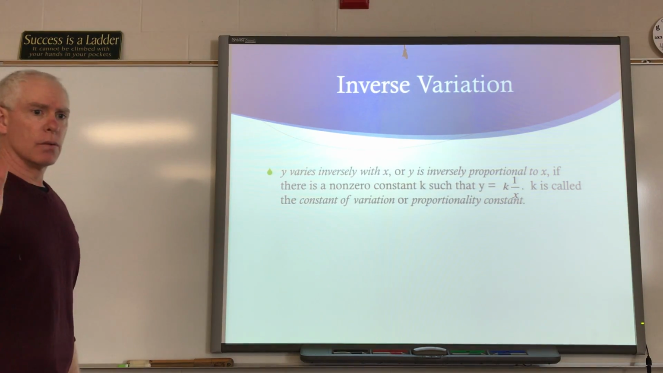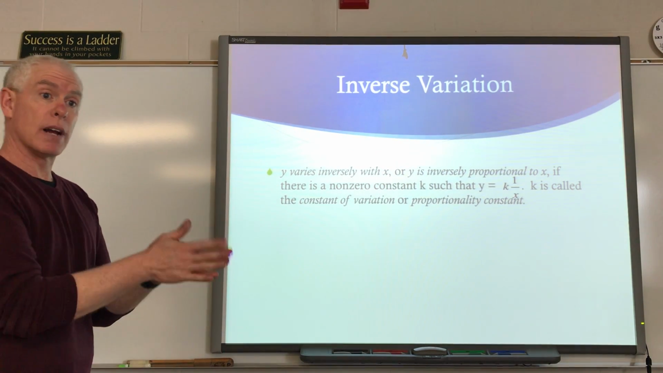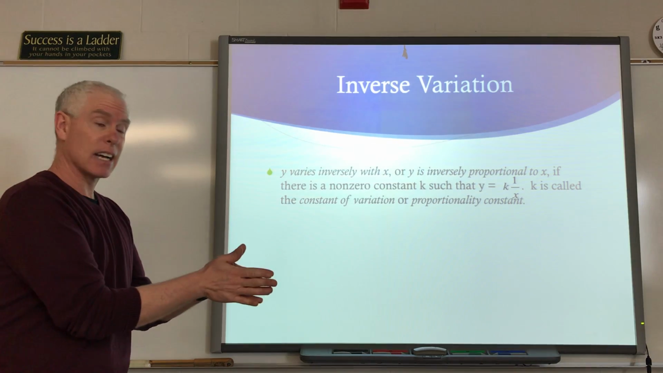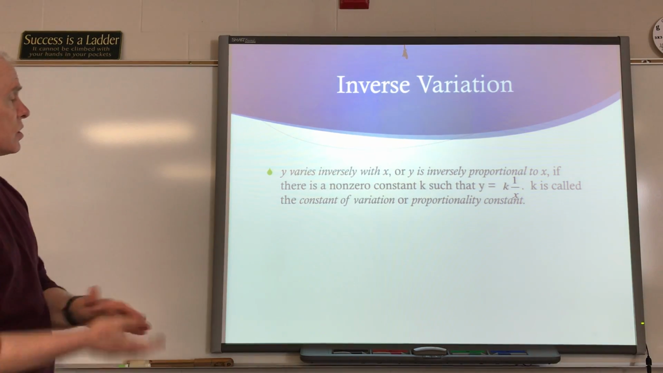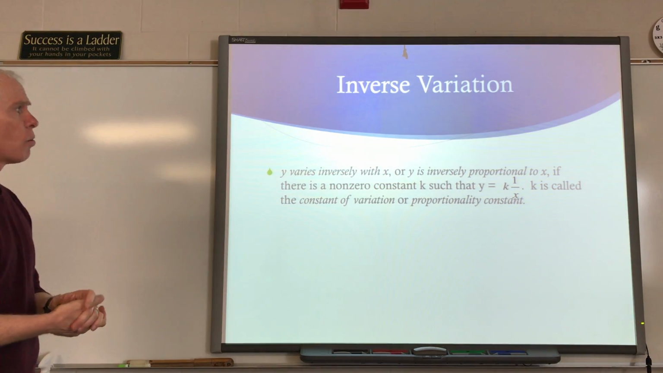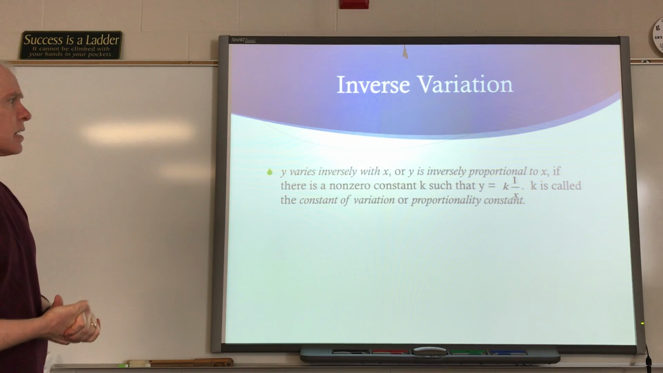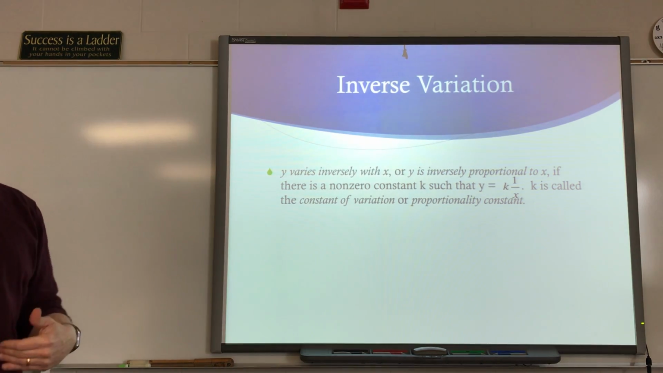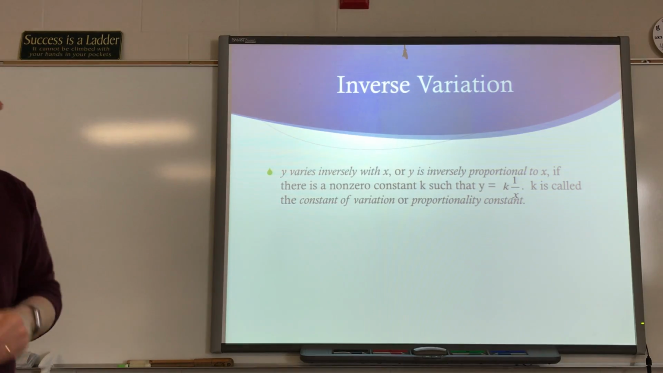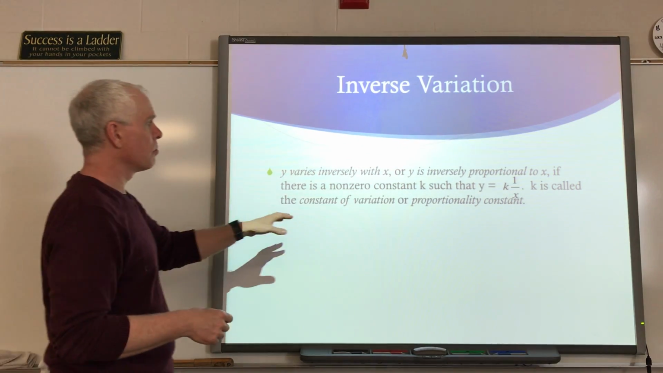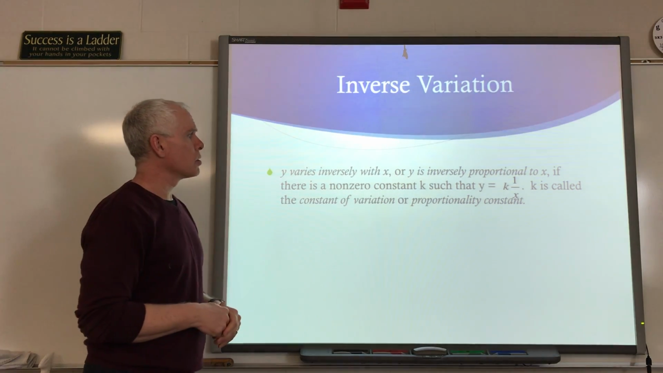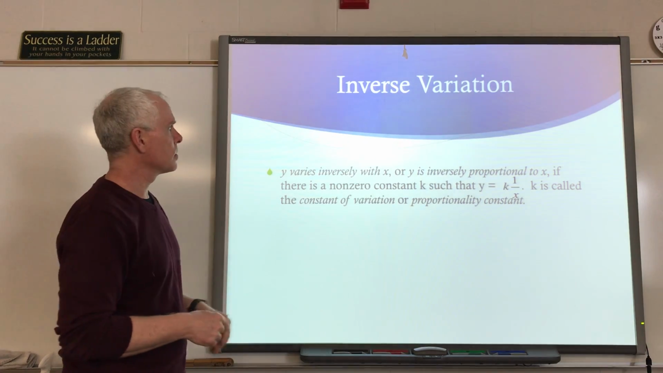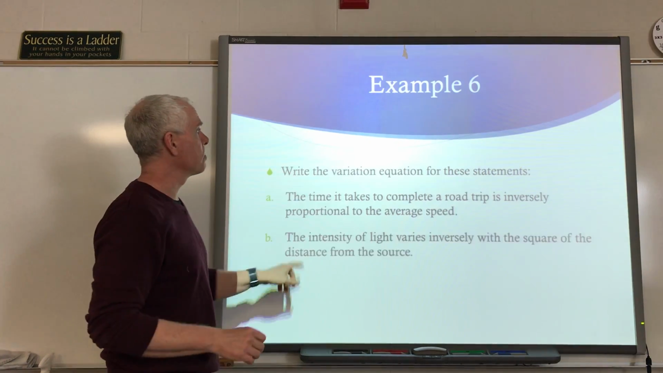Okay, we're going to switch gears a little bit. We were talking about direct variation, which was y equals kx, to inverse variation. So y varies inversely with x, or y is inversely proportional to x if there's a non-zero constant such that y equals k divided by x this time. Not times x, but divided by x. That's called the constant of variation, or the proportionality constant that k is. Okay, so it's k over x this time.